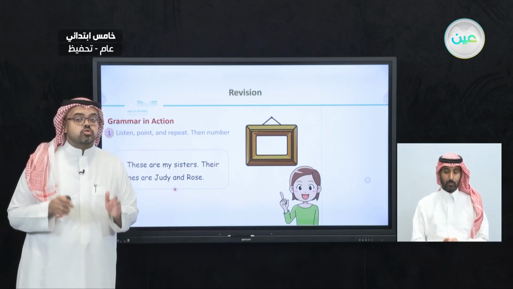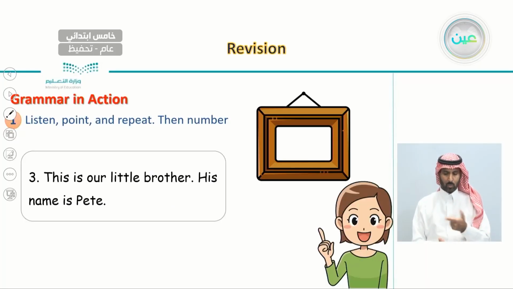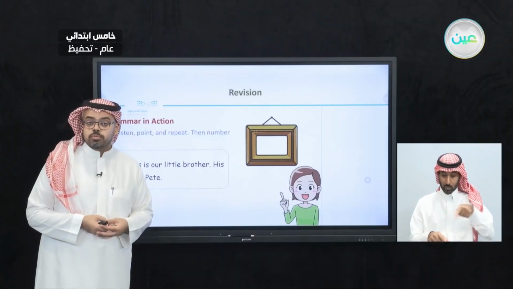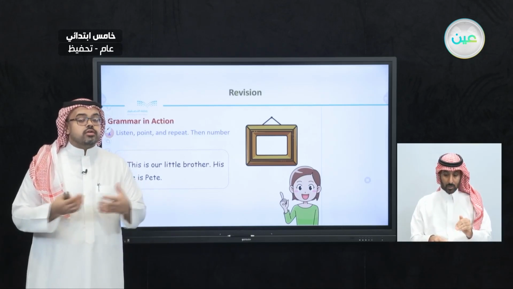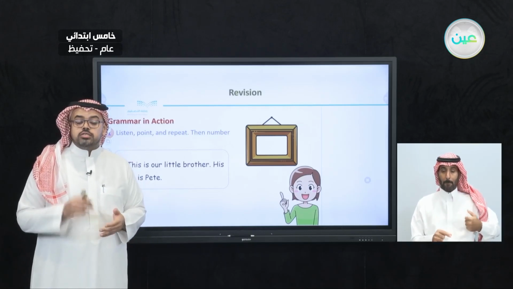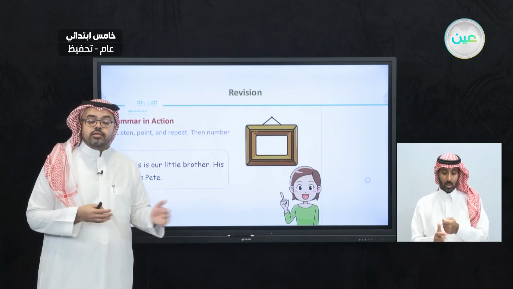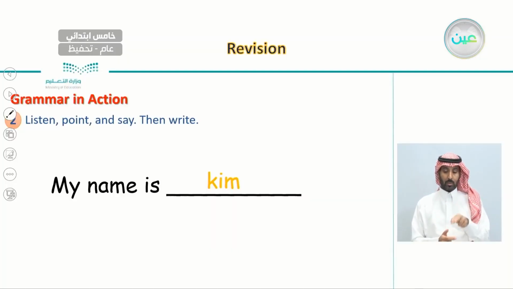Now let's listen to the third one. The third one is, this is our little brother. His name is Pete. So in the photo frame also she pointed at her brother. So we said that here we can go and write number 3 at her brother, Pete.